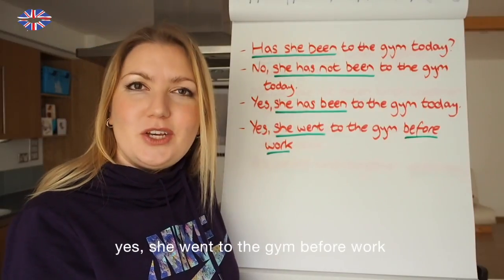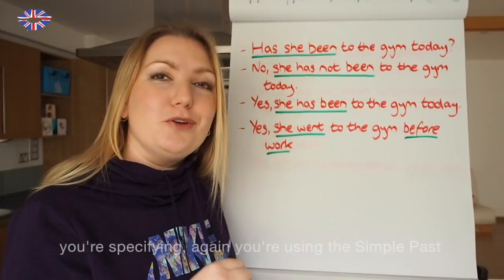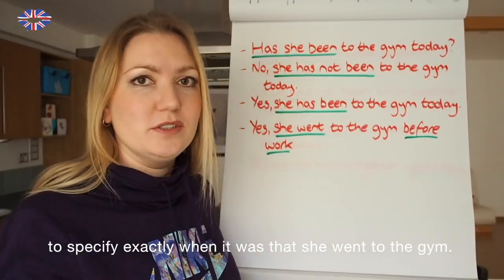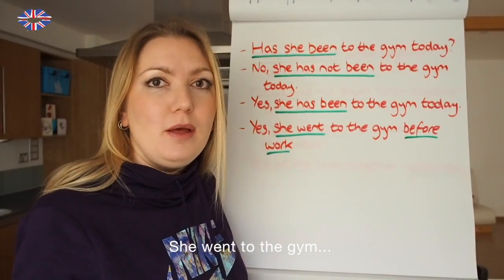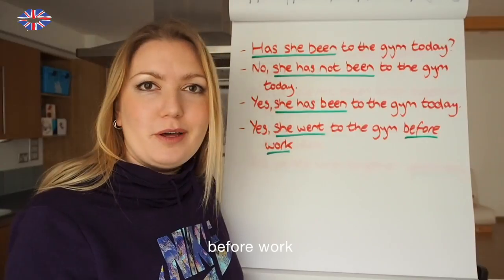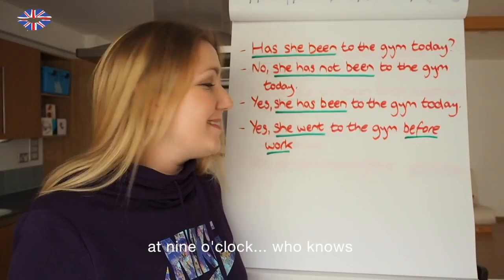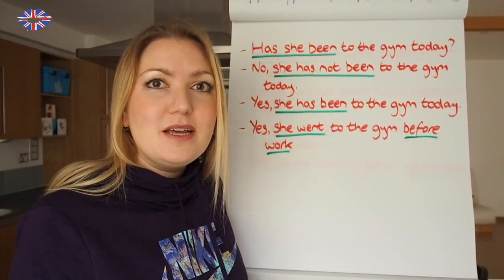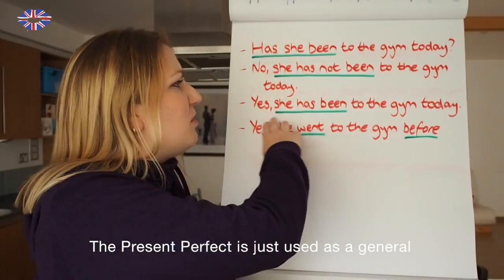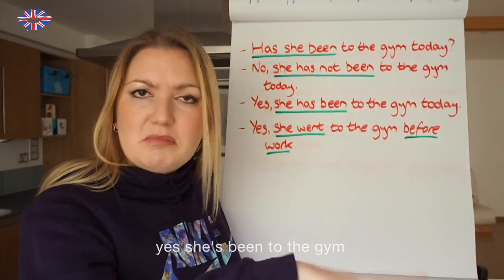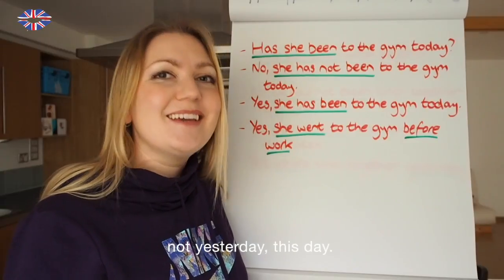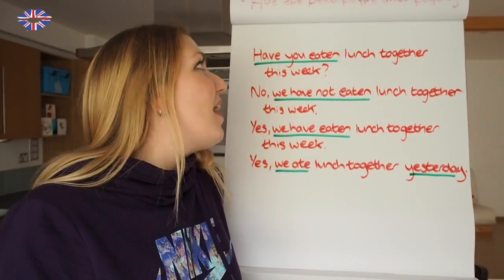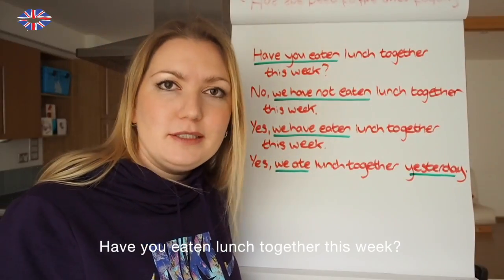Or you could say, yes, she went to the gym before work. You're specifying, again, you're using the simple past to specify exactly when it was that she went to the gym. She went to the gym at lunchtime, before work, at 9 o'clock, who knows? That's when you use the simple past to specify exactly when something happened. The present perfect is just used as a general, yes, she's been to the gym today, this day, not yesterday, this day.